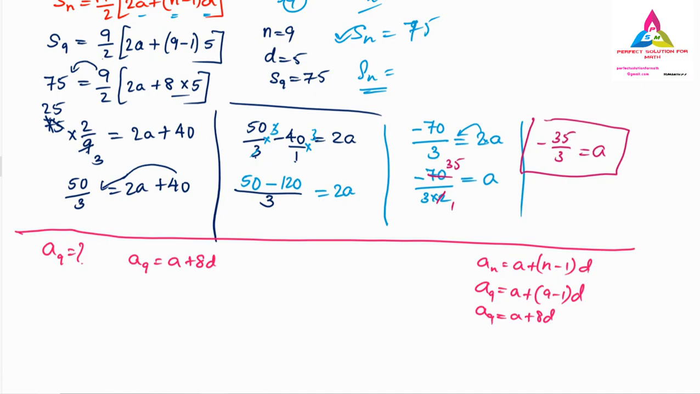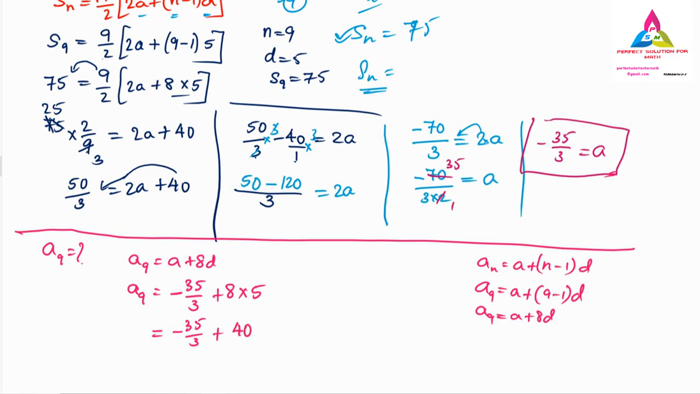So now, very importantly, what is the a value? Because we have to find a9, and the a value we just now found is minus 35 by 3. So minus 35 by 3 is the a value. 8 as it is, but what is the d value? They have given the d value as 5. Remember this. So next, simple: minus 35 by 3 plus 8 times 5 is 40.